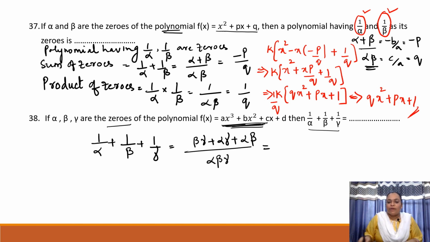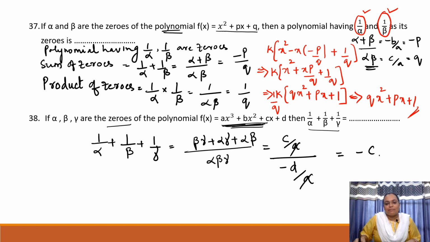If this is the cubic polynomial, what is beta gamma plus alpha gamma plus alpha beta? That is your c by a, right? Divided by alpha beta gamma, which is minus d by a. A gets cancelled, which is minus c by d.